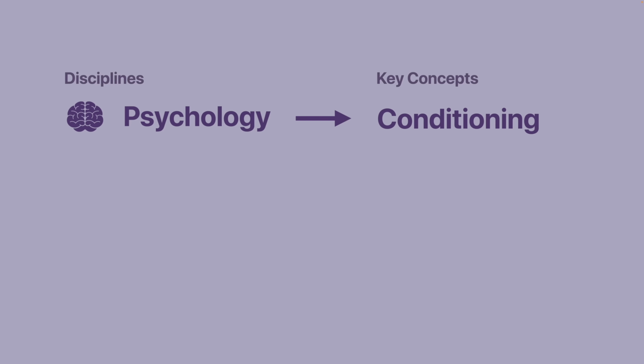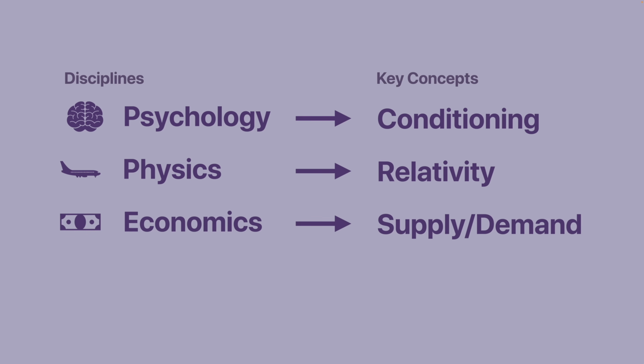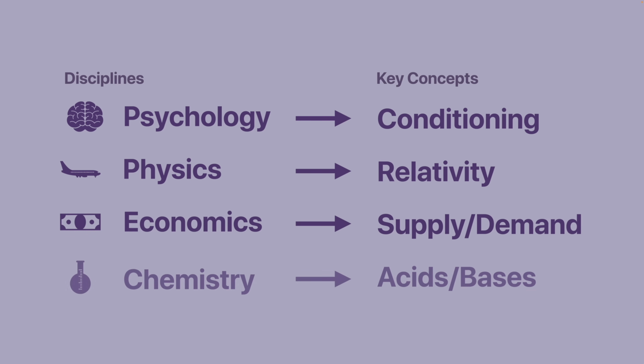In psychology, it may be the concept of conditioning. In physics, there may be the law of thermodynamics or relativity. In economics, there may be the concept of opportunity cost or the concepts of supply and demand. In chemistry, it might be getting a grasp of atomic structure or understanding at a really fundamental level what an acid or what a base is.